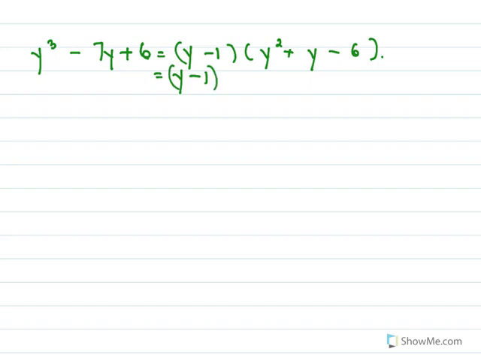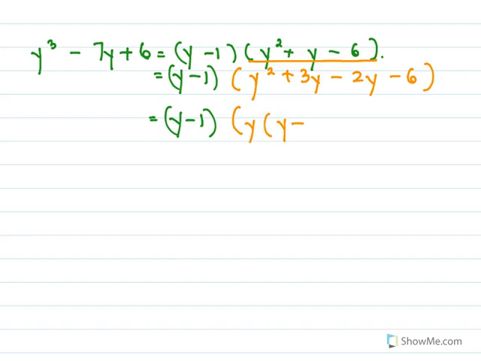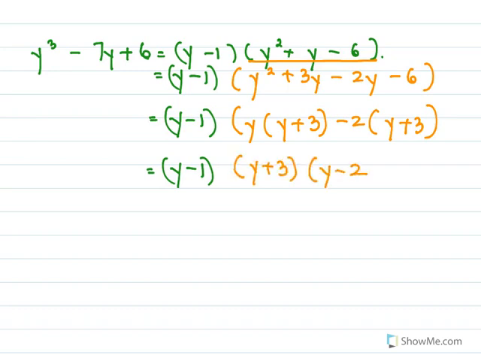So we go ahead. Now we have to do middle term split of this. So middle term split of this means y square, you get plus 3y minus 2y minus 6. So you have y minus 1, take y common out, y plus 3, minus 2 common out, y plus 3. So y minus 1, and here you have y plus 3 and y minus 2. So you got your three factors, 1, 2, 3, factors of the polynomial y cube minus 7y plus 6.